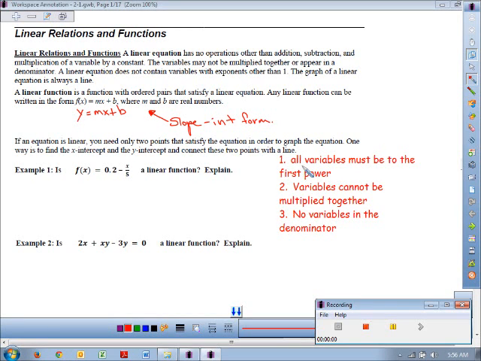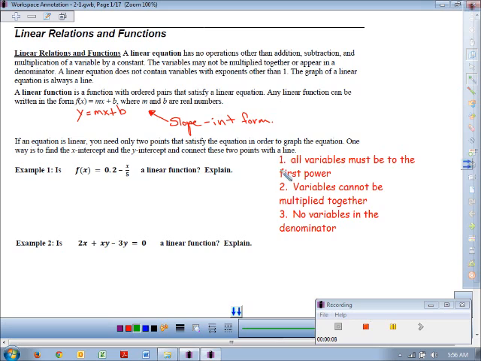This is 2-1 in Advanced Algebra 2. Today we're talking about linear functions and linear relations, and we've graphed lines for years now. A linear relation or function has no operations other than addition, subtraction, and multiplication by a constant. So what we're trying to do is just look at an equation and see if it's linear.